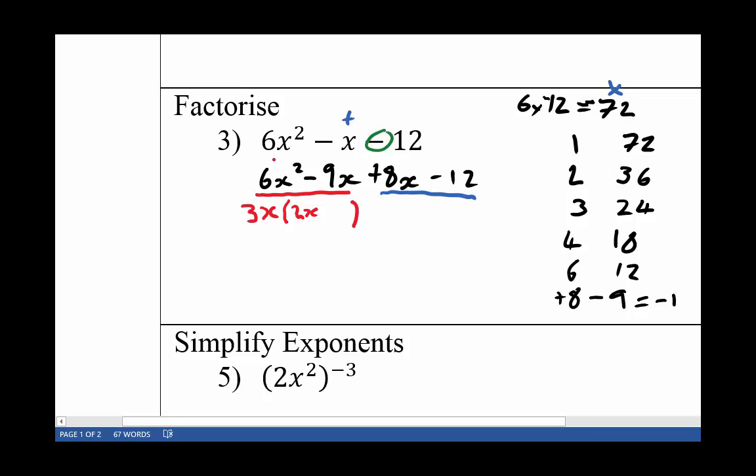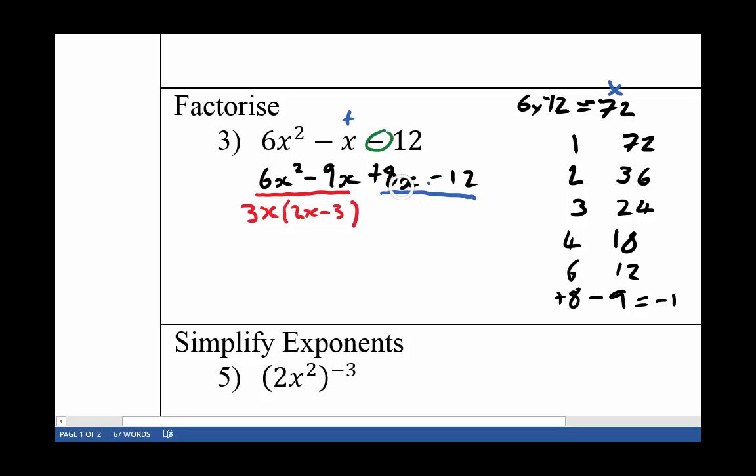3x times 2x, yeah, that's 6x squared, good. 3x times what gives me negative 9x? In this case, I've got the x, so it doesn't need to have an x, but 3 times what gives me negative 9? It'll probably be 3. So it'll be minus 3. Okay, that's the first part done.